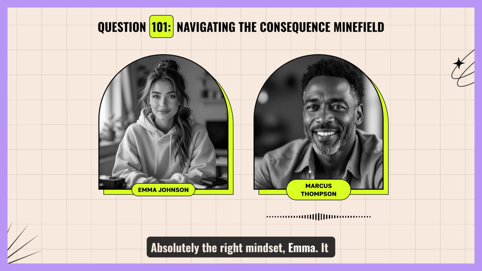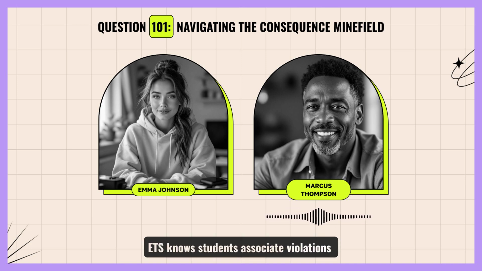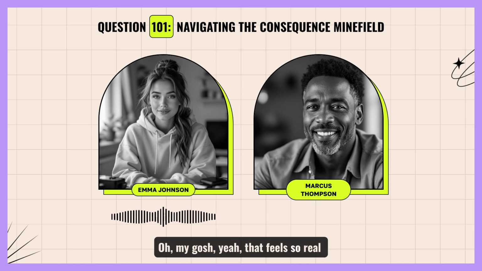Absolutely the right mindset, Emma. It has to match a clear consequence, not an assumption. Let's look at option A. Their student ID cards will be deactivated. Now, this is such a classic trap, isn't it? It sounds like typical institutional punishment. ETS knows students associate violations with ID deactivation or access being cut off. But what's the problem here? Oh my gosh, yeah, that feels so real world, right? Like, oh, parking violation, they're going to turn off my ID. But I just reread the email and nowhere does it mention ID cards or system access or even academic penalties. So I got to eliminate that one immediately.